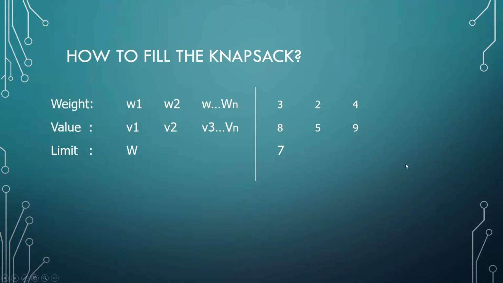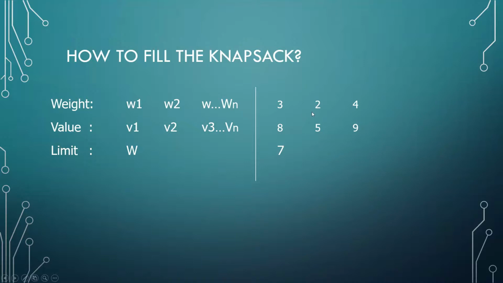So how do we fill up the bag in the most efficient way to get the maximum value? Let us begin by taking the first two items, for example. The weight of the first two items adds up to 3 plus 2, which is 5, which is obviously less than 7, so we can put these two items inside the bag. Now we have to calculate the value: 8 plus 5, which is 13. So if we put the first two items inside the bag, we get the value 13.